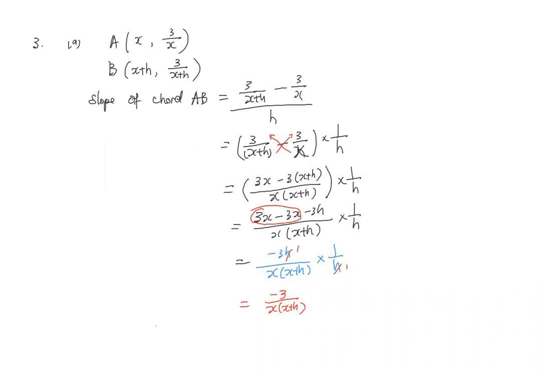So therefore, f prime x is the limit as h tends towards 0 of negative 3 over x, x plus h. So equal to negative 3 over x times x. So negative 3 over x squared. Done. Okay, so this is a step-by-step working. Thank you very much, Miss. Welcome. Bye.